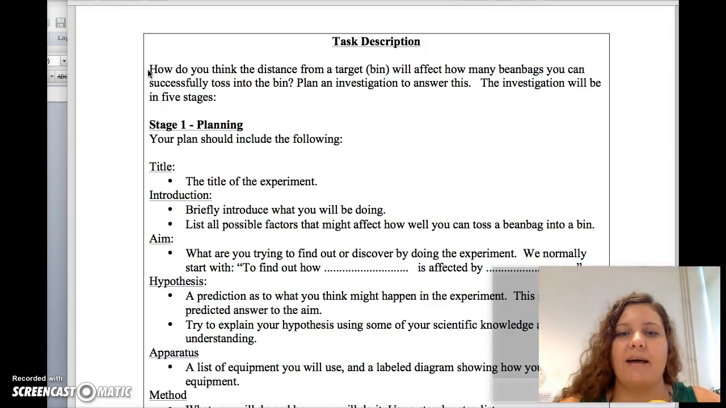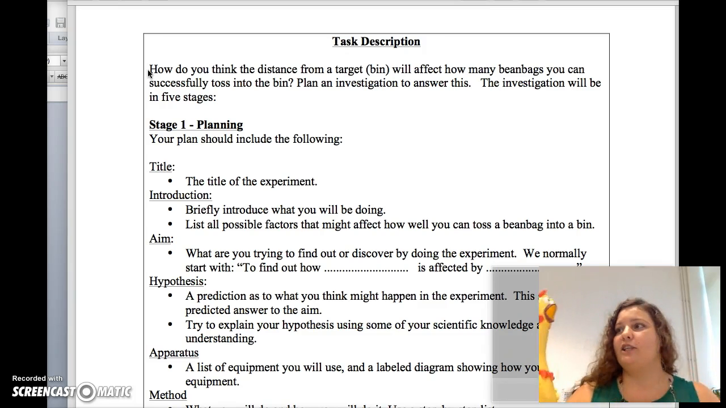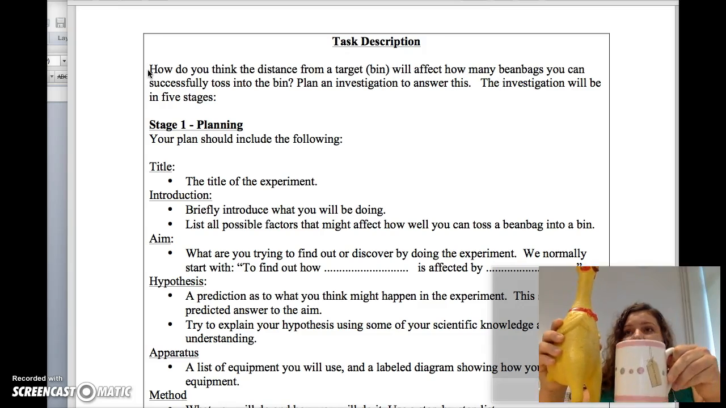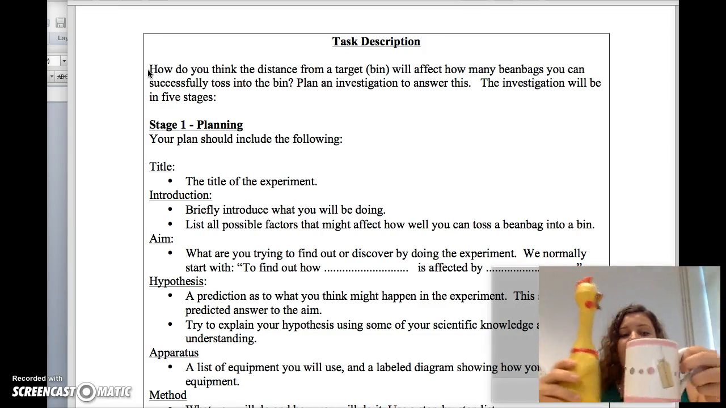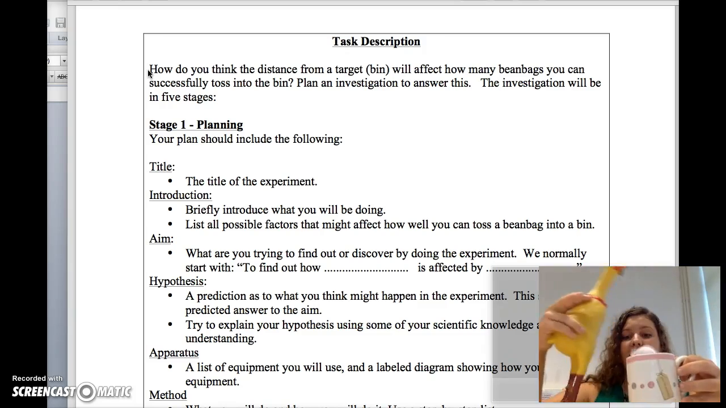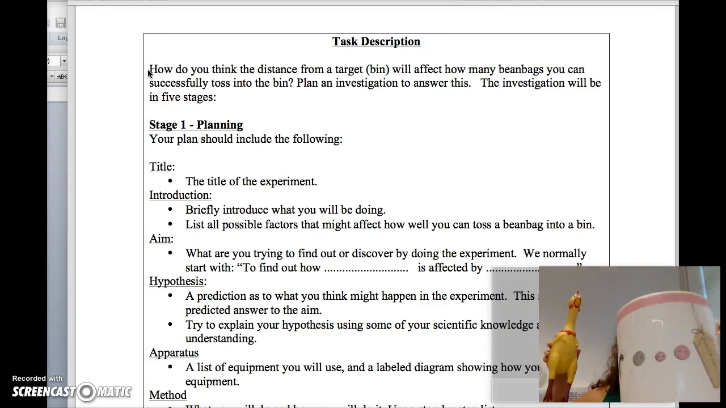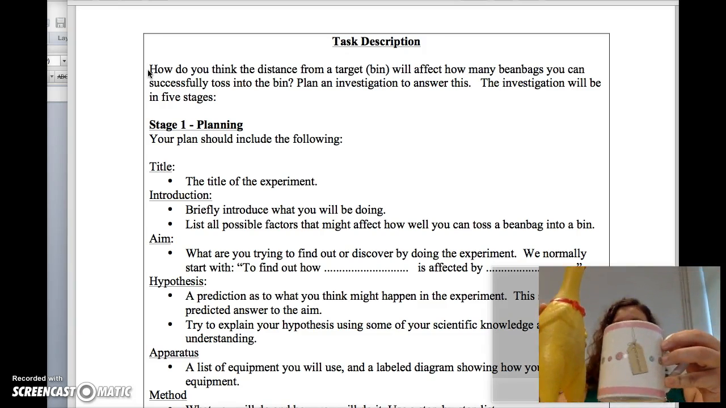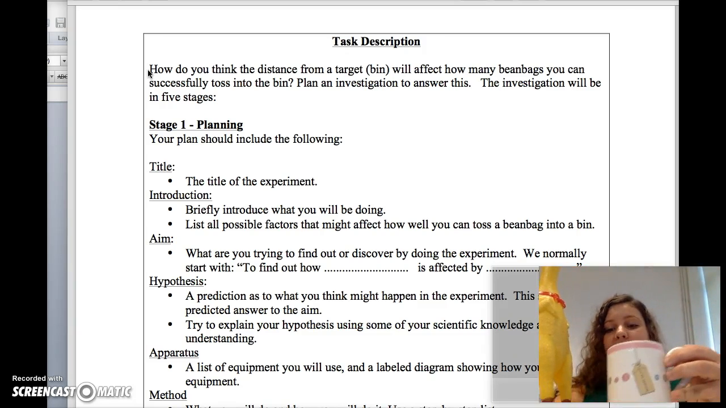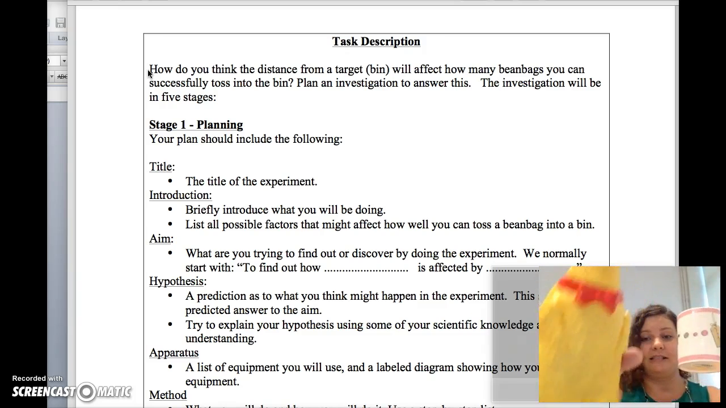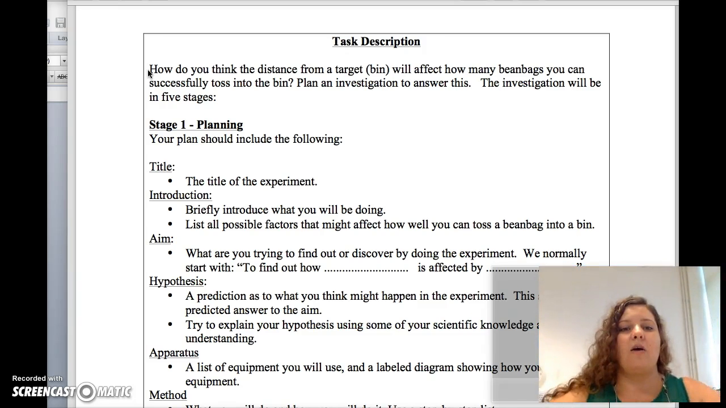We're going to use the help from Mr. Chicken to help us. So, Mr. Chicken, how does the distance from a target or a bin affect how well you can toss a beanbag into the bin? Is it easier to do it if it's farther away or if it's closer together? Or is it just impossible because Mr. Chicken has no arms?